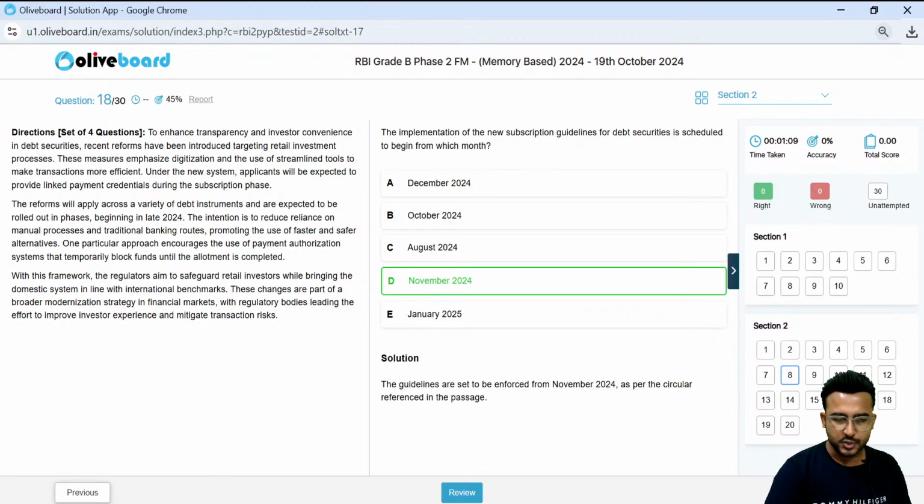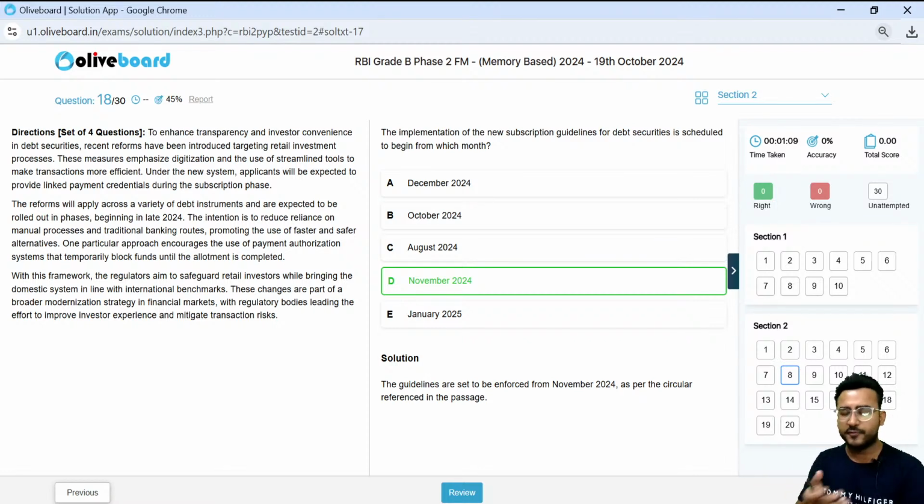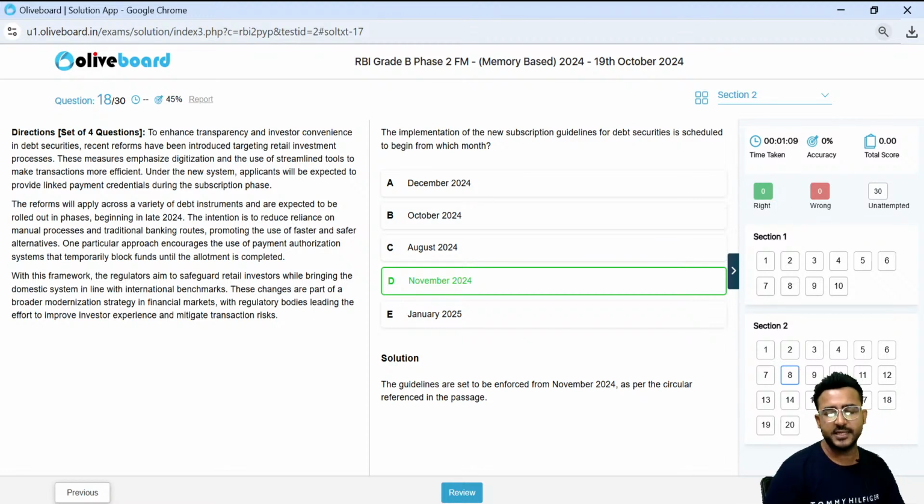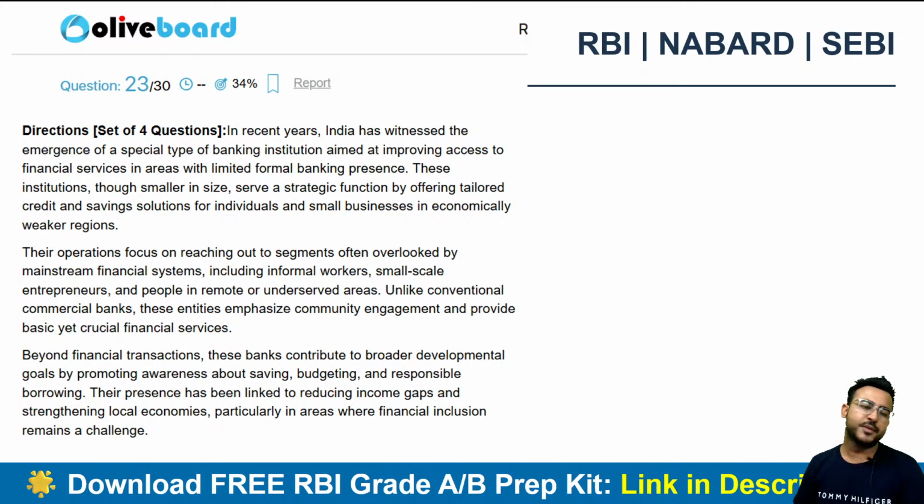Okay, guys. So if I talk about the circular which is related to AIF, alternate investment funds, right? Then co-lending arrangements, non-fund based facility circular of RBI, you need to remember the applicability dates of these circulars. Okay. Next one. Let's quickly read the para and then go ahead with the questions.